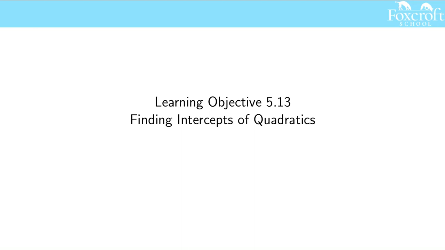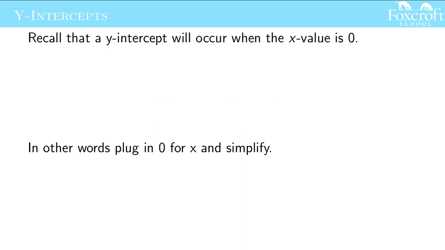In the last video, we talked about finding the vertex of a quadratic, which was one of the two important parts of a quadratic. And in this video, we're going to talk about finding the intercepts, which is the other important part. There are two types of intercepts, x and y-intercepts. In this first part, we're going to talk about y-intercepts. The y-intercept is where we cross the y-axis, and we talked about this in an earlier unit.